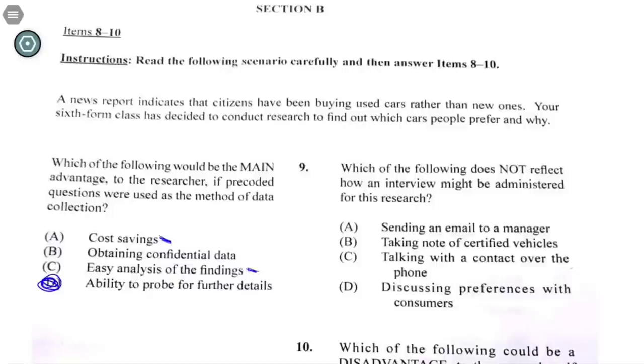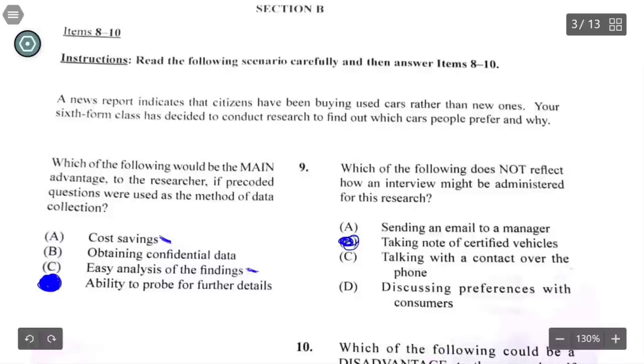So number 9, which of the following does not reflect how an interview might be administered for this research? A, sending an email to a manager. B, taking note of certified vehicles. C, talking with a contact over the phone. Or D, discussing preferences with consumers. Number 9, B, taking note of certified vehicles. The rest seem like plausible methods of getting to talk to people in a way that you'd conduct an interview.